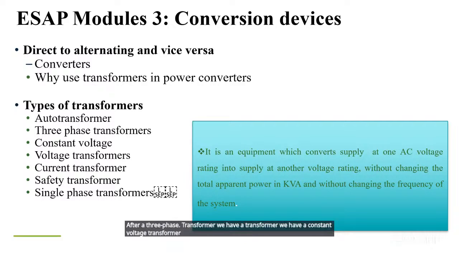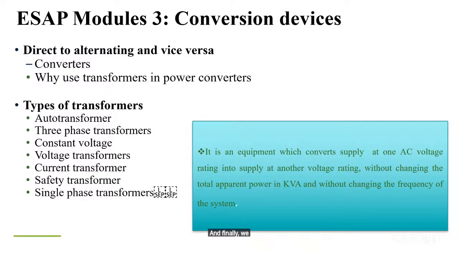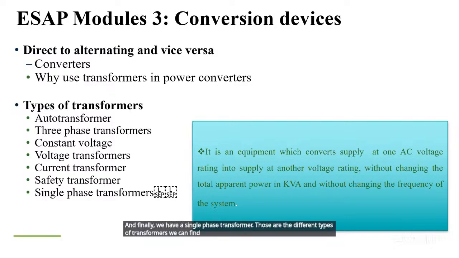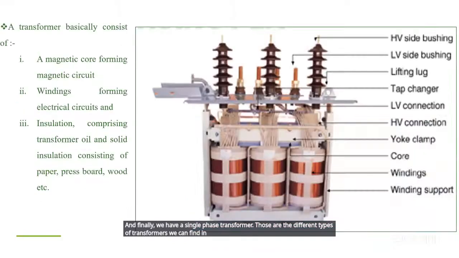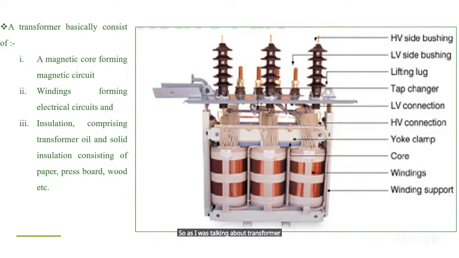We have a voltage transformer, which is mainly used to transform voltage. We have a current transformer for transforming current. We have a safety transformer, and finally, we have a single-phase transformer. Those are the different types of transformers we can find in our normal lives.